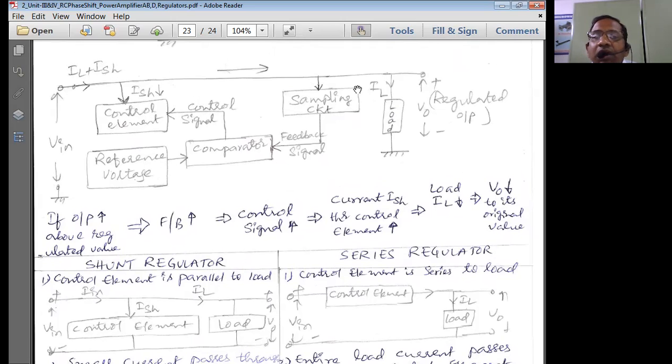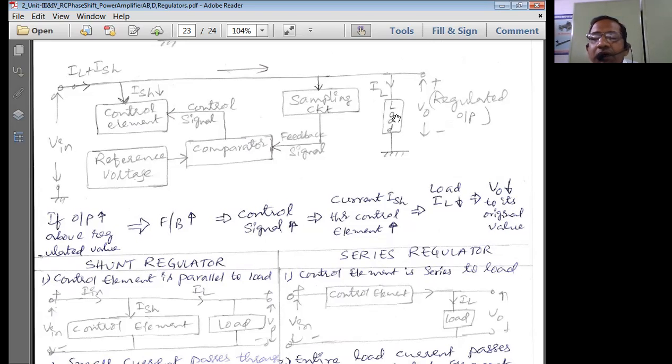That means whatever may be the increase in the load current is going to get decreased by this particular control element. So because IL decreases, V0 is also going to decrease. Because what is V0? V0 is equal to IL into RL. So IL into RL is going to be the output voltage. So as IL decreases, definitely V0 is also going to decrease.